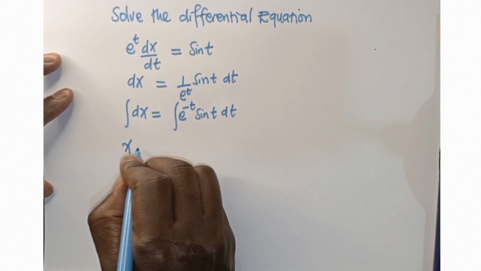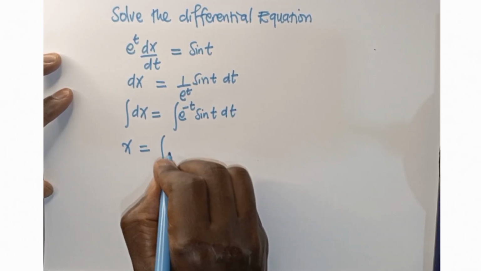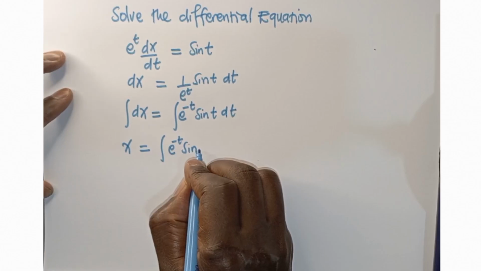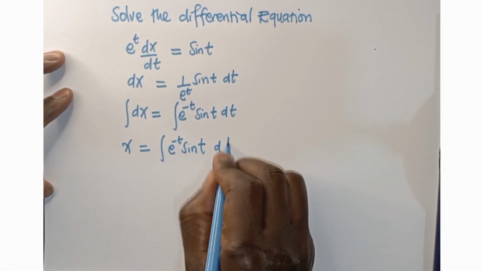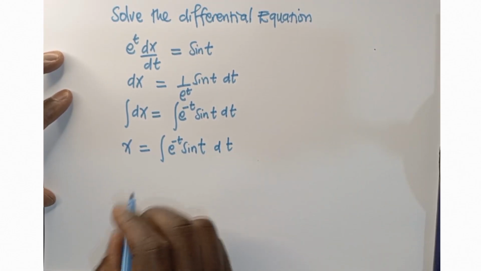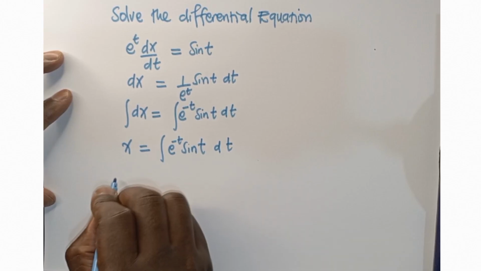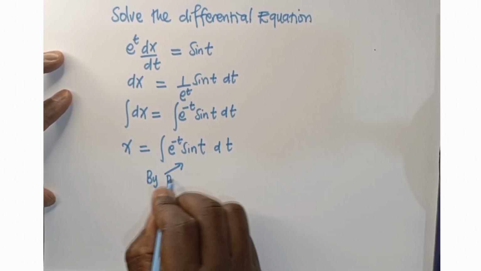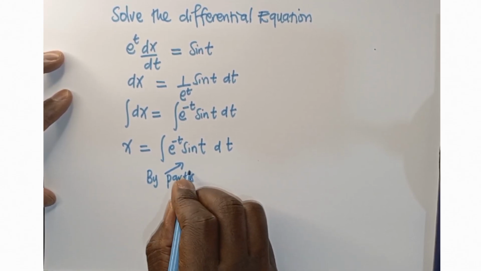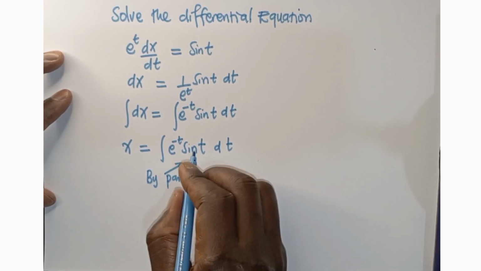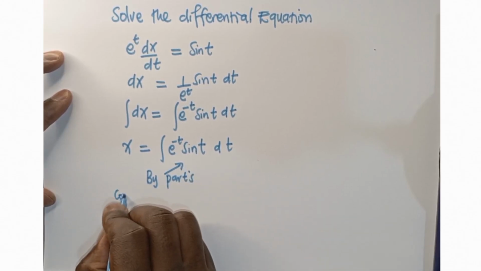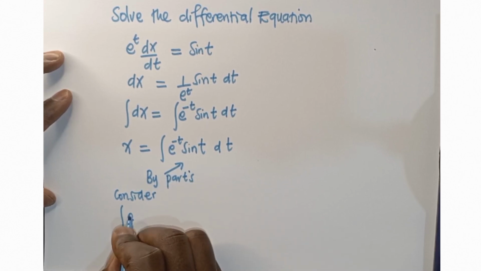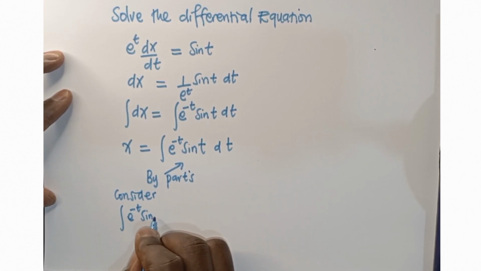So when you integrate on both sides, we have x on this side is equal to the integral of e to the negative t sin t dt. Now the next thing is to deal with this integral that is remaining. So we pull it out, so it goes for integration by parts. We first deal with it alone and then substitute it back. It's always better to pull it out and deal with it alone.